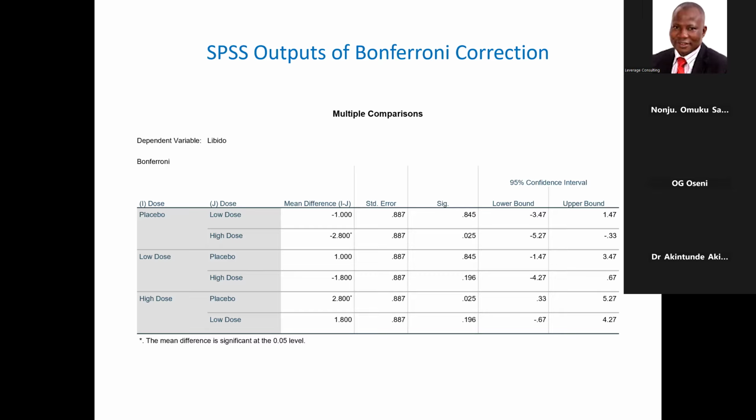It is just telling you that there are 3 combinations of comparison you do, just repeated. A and B and B and A mean the same thing. So now you will see that only one is significant. The only significant one is 0.025, the only one that is less than 0.05. The others are 0.845 and 0.196. They are not significant.